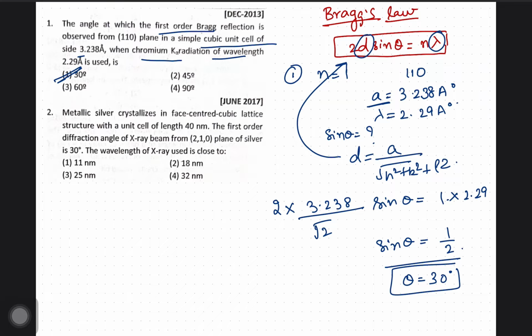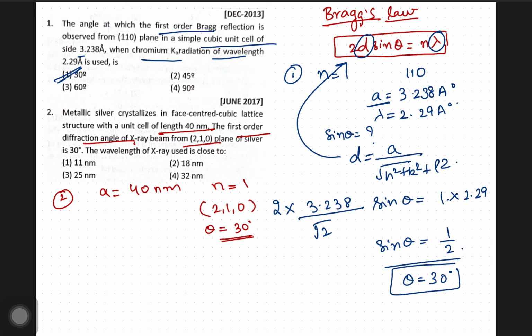Now moving on to the next question. In each question the same concept is used. Here the unit length is given as 40 nanometer. Again, you have to calculate the first order diffraction angle. Here the angle is given, HKL is this one, and the angle is 30 degrees. So what you have to calculate is the value of the wavelength of the X-ray used.